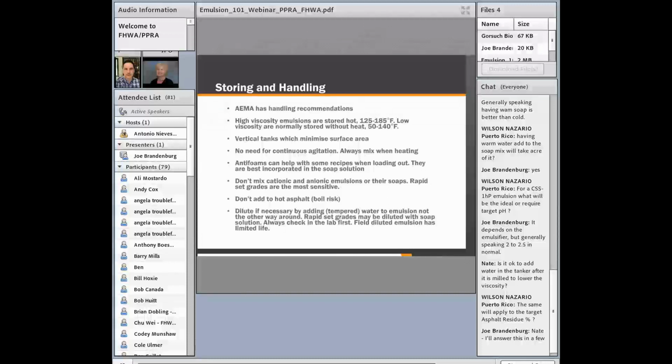Usually they are incorporated into the soap solution prior to emulsification if you have foaming issues, but they can also be post-added as well, especially when you're filling up your distributor or your tanker truck at the loading rack. But if you are experiencing foaming at the loading rack, one thing to keep in mind is, say if you're at a bar and you're getting a beer, you want to have that glass at an angle as the beer is being dispensed, because that mitigates the foam. Same thing with emulsions.